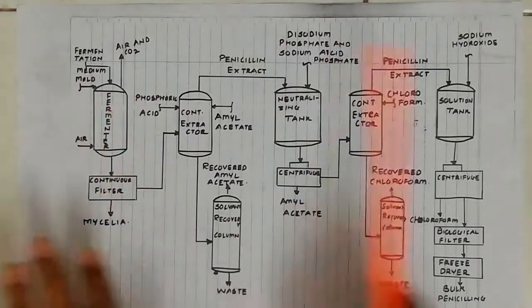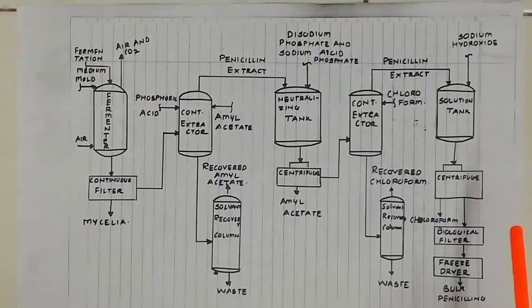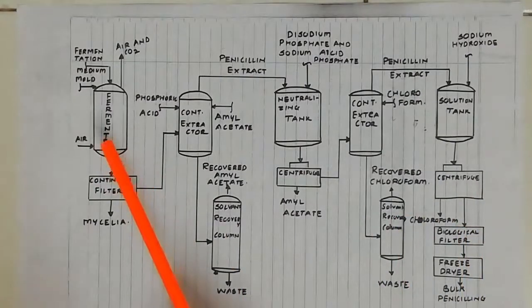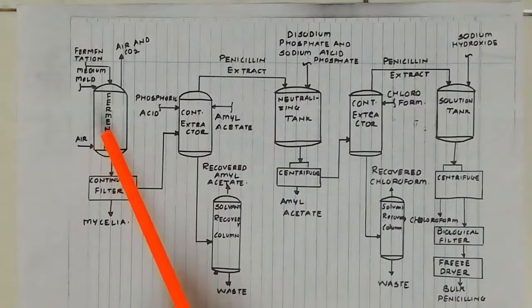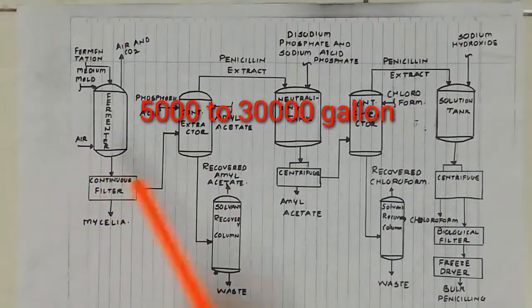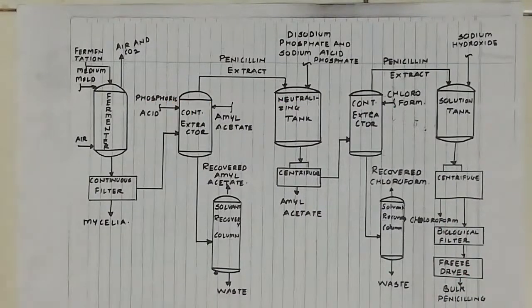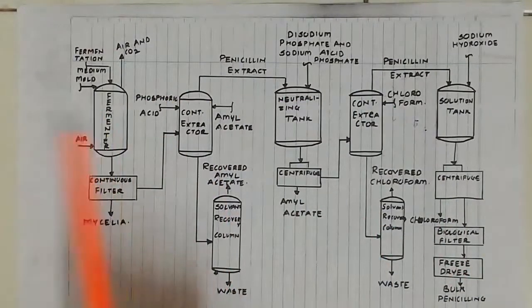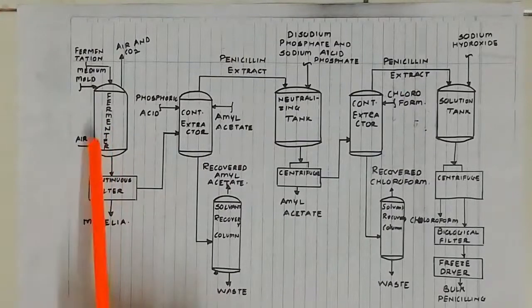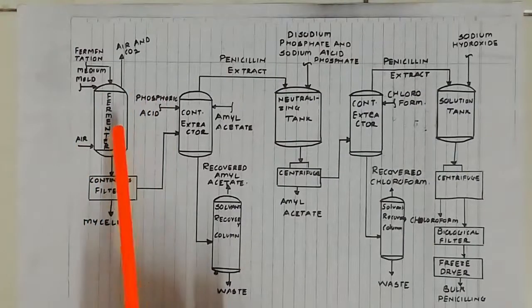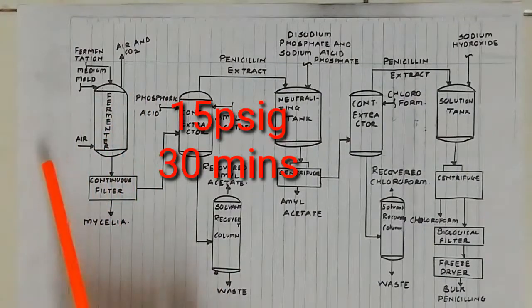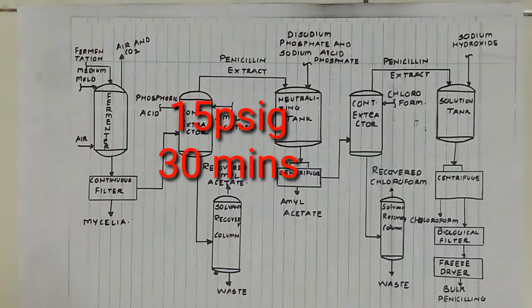So this is a process diagram for the penicillin making. The first unit which we come across is the fermenter. The fermenter is basically a carbon steel fermenter having a capacity of 5,000 to 30,000 gallons. As you all know, in a complete pharmaceutical industry, sterilization is a prime important thing. So even the fermenter is sterilized. It is sterilized by passing steam of 15 psig for 30 minutes. Then later on, cool water is passed and removed.